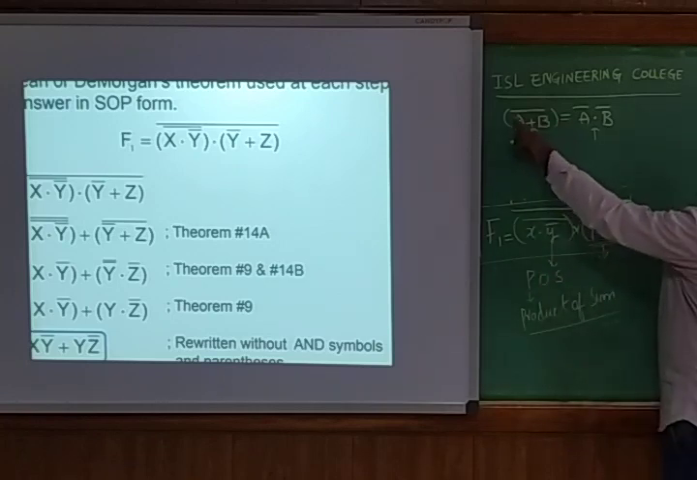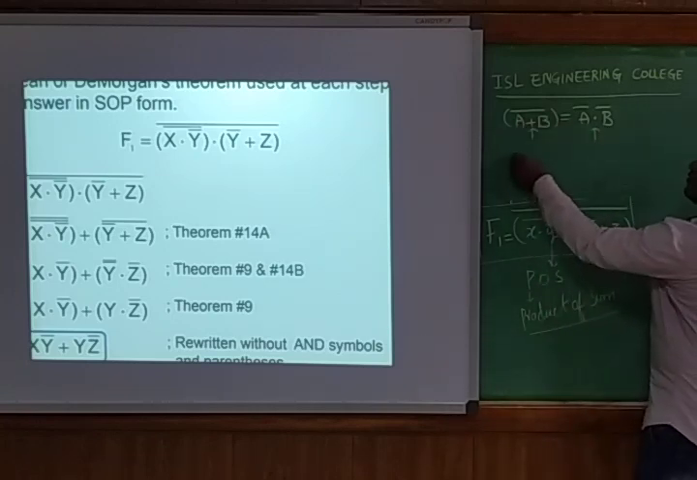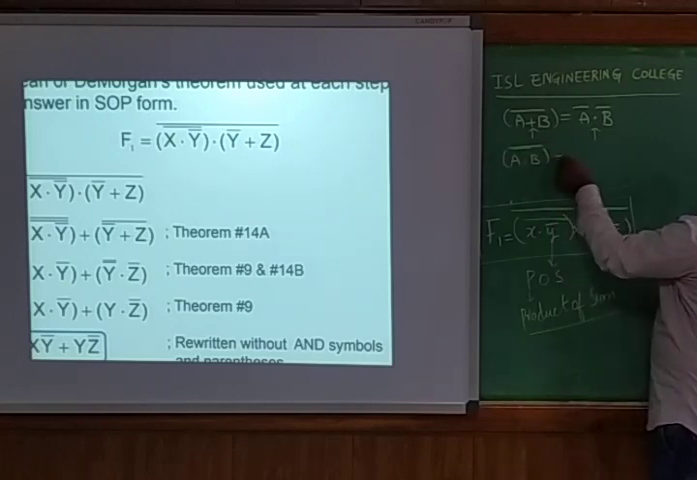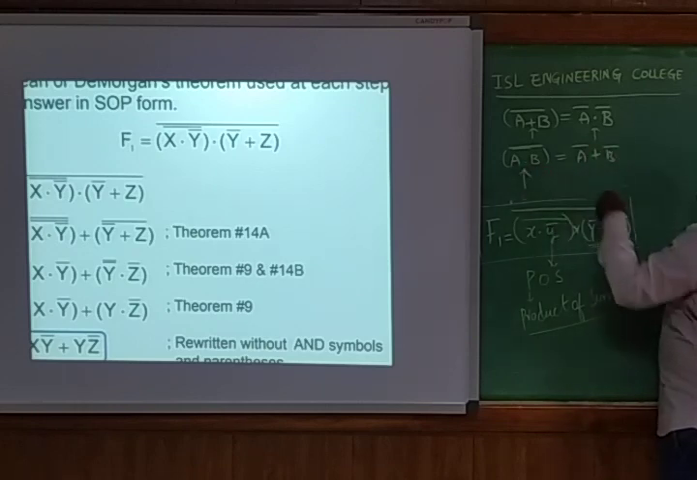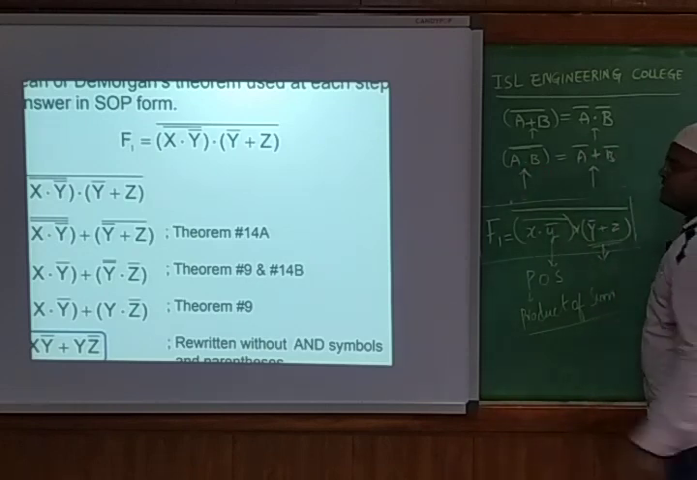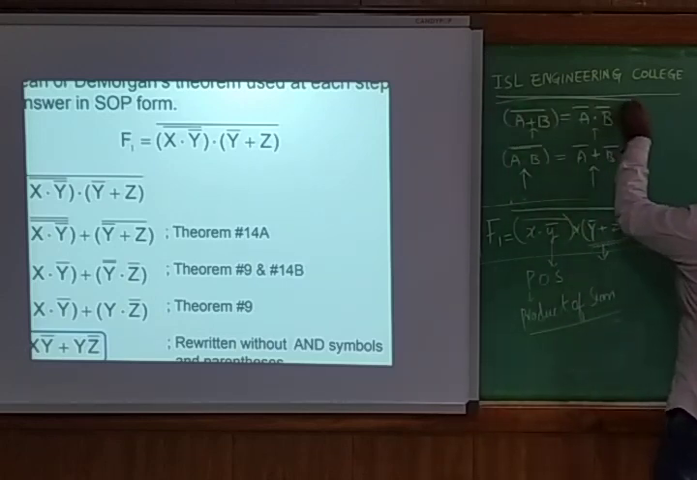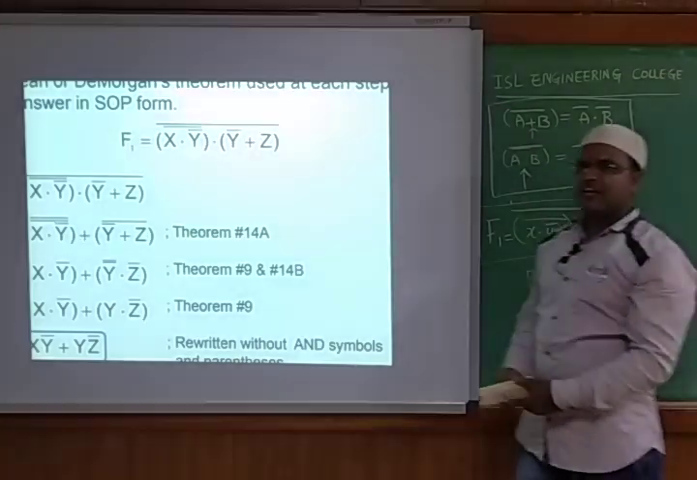So if you had the whole complement, if you want to write in separate form, we can write it this way. Or else, if you do have (a dot b) whole bar, we can modify it as a bar plus b bar. So here we have a product term that we are converting into a sum term. This is nothing but the formulation of De Morgan's theorem. So by applying De Morgan's theorem, we can simplify this question.